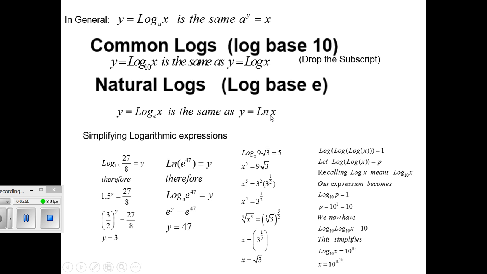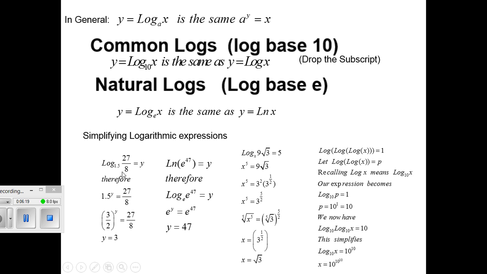If you don't like the dropped subscript, you can write it over here, but this is the way you're going to see it almost every time. Okay, we did review some of these again. Let's take a look. Log base 1.5 of 27/8 is equal to y.